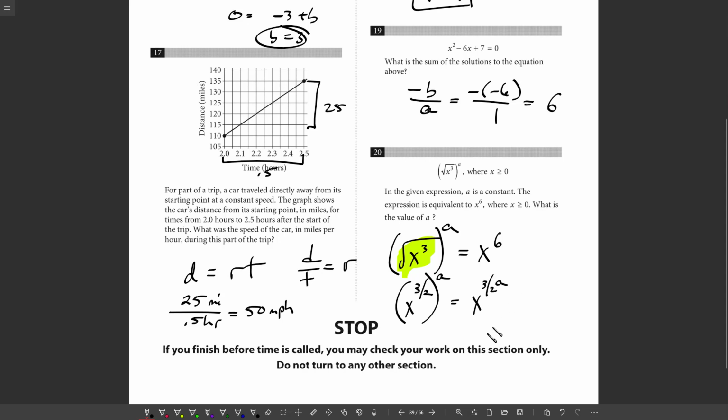So x to the 3/2 a, and that's got to equal x to the 6. So I know that 3/2 a must equal 6, that these exponents must equal each other at this point, because I know the bases equal each other. And so that means if I multiply both sides by 2/3, I get a is 4. So that's your answer.